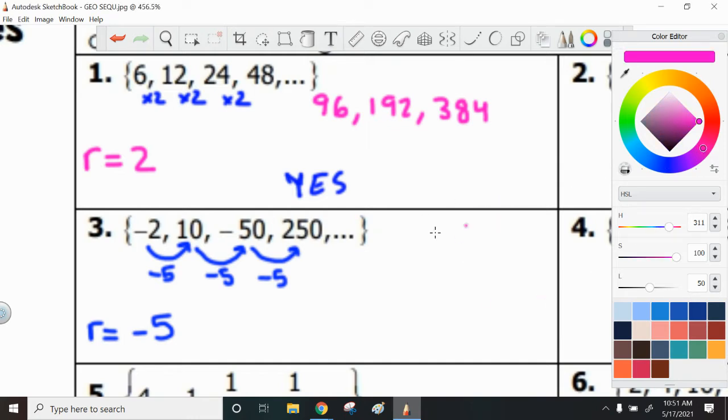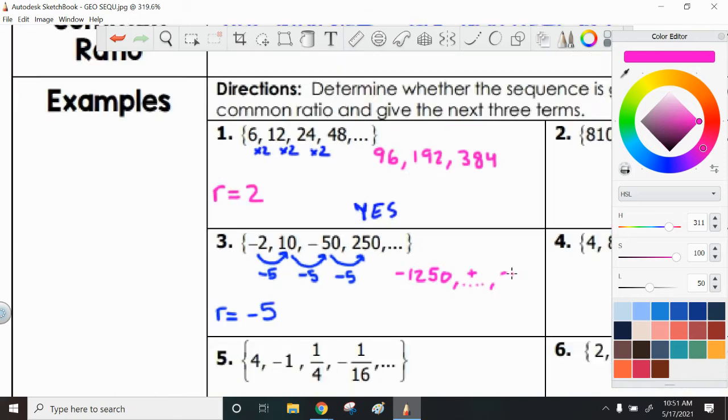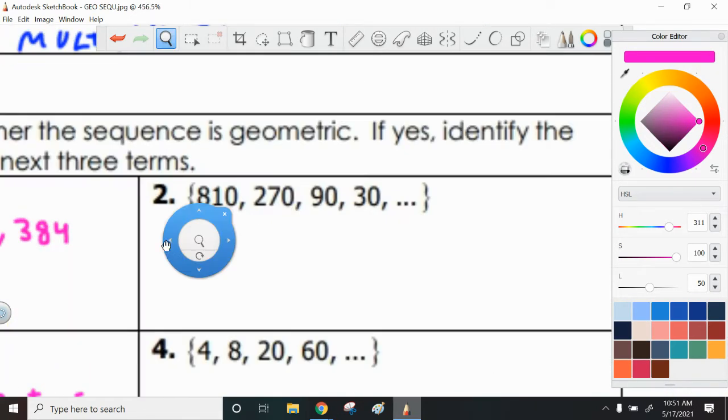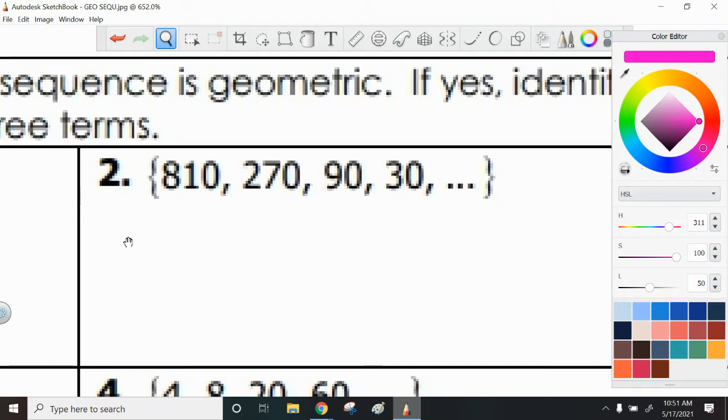To come up with the next couple terms, I mean, we don't have the time to do this. Negative 1250, and so on. The next one would be a positive number. The one after that would be a negative number. Whatever. We don't have a calculator. Let's just move on. Now, we skip number 2.